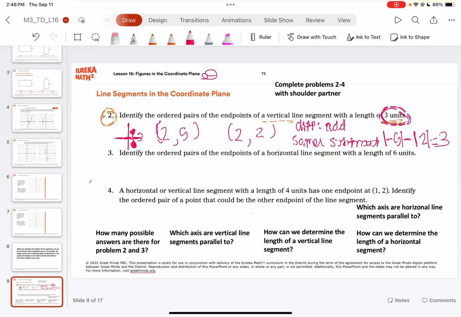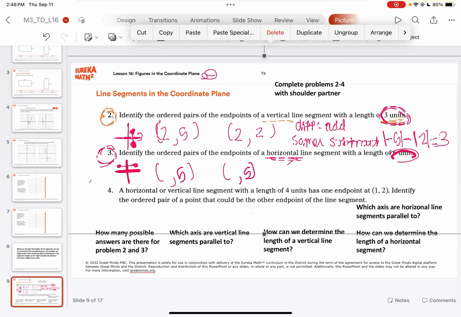All right, number 3. Identify the ordered pairs of the endpoints of a horizontal line segment with a length of 6 units. So now our length is going to be a total of 6 units, and it's a horizontal line. So here is my coordinate plane, and here is a horizontal line. So now it's going to be a little bit different. The y's are going to be the same. Let's say I want my y to be 5. It could be any random number.